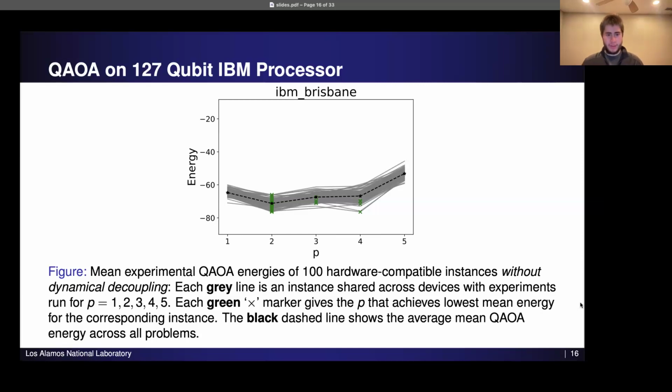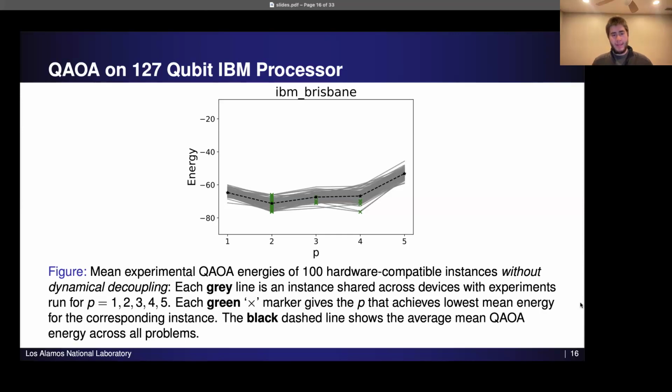Okay, so here's the first experimental plot. Going back to our MPS simulation, in the noiseless setting, we know that as a function of P, we should be seeing improvement in energy. But what we actually see is degradation in performance as P increases. And of course, this is to be expected because we have some constant error rate on the hardware. As we add P, we incur more error.